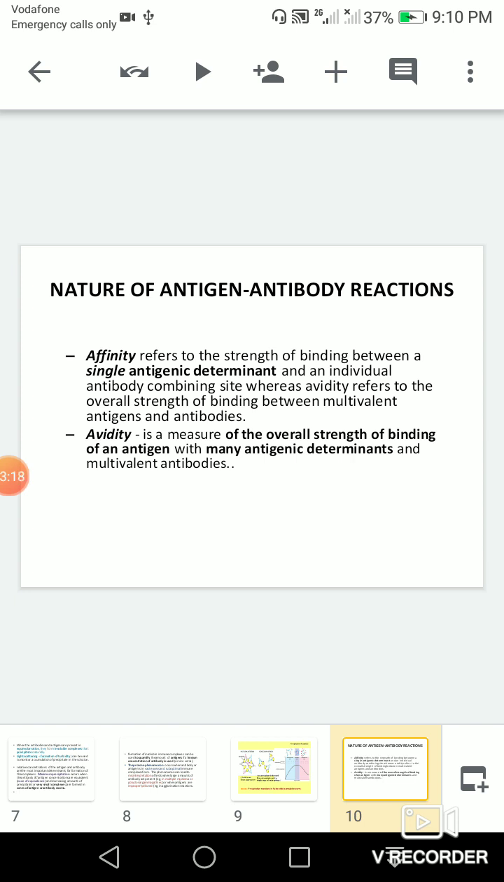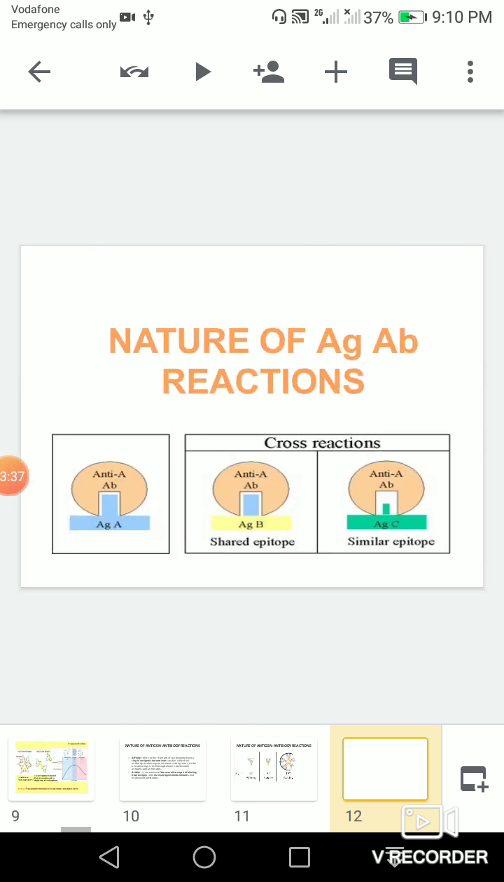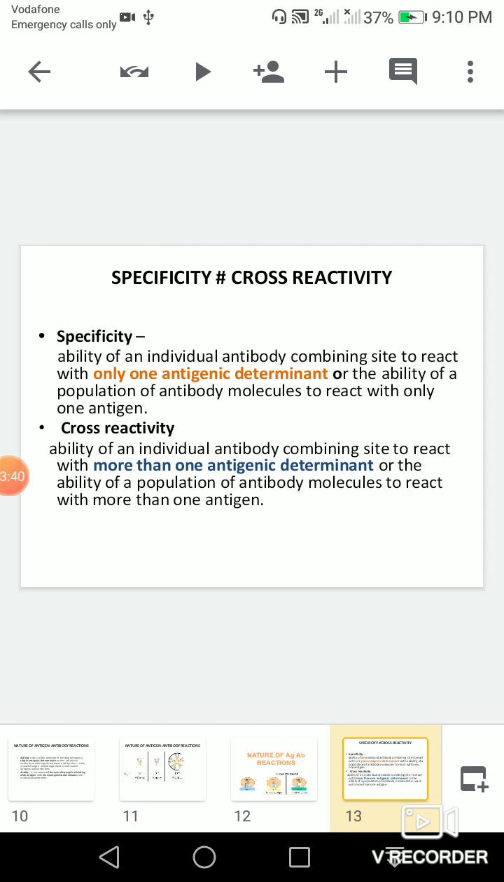The nature of antigen and antibody reactions: we must identify two terms. The term affinity, related to a single antigenic determinant, and the term avidity, which is the measure of the overall strength of binding of antigen with many antigenic determinants and the multivalent antibodies. Here is the affinity, single binding, and here is the overall attachment of antigen and antibody, which is the avidity.